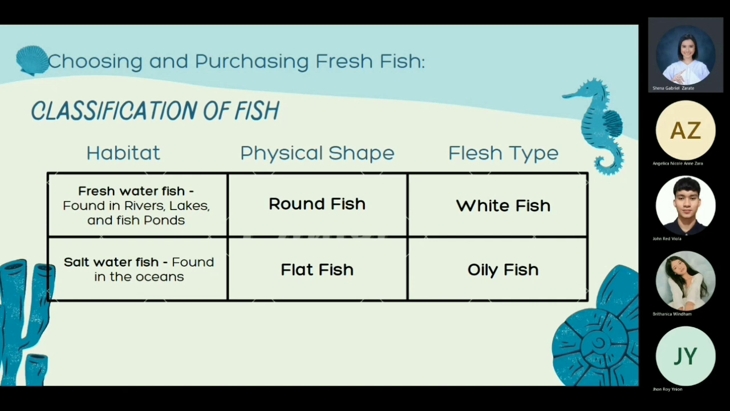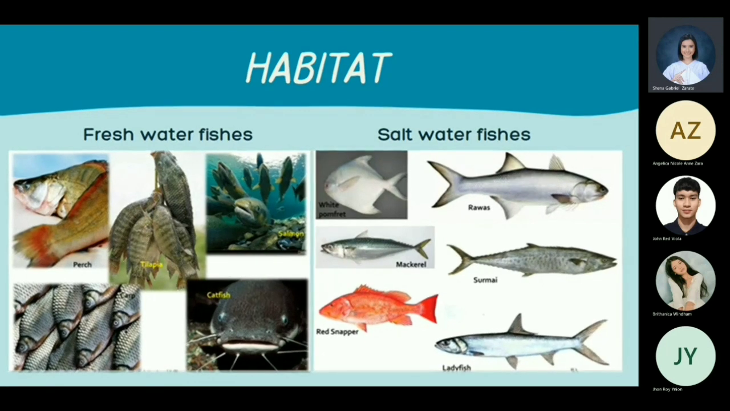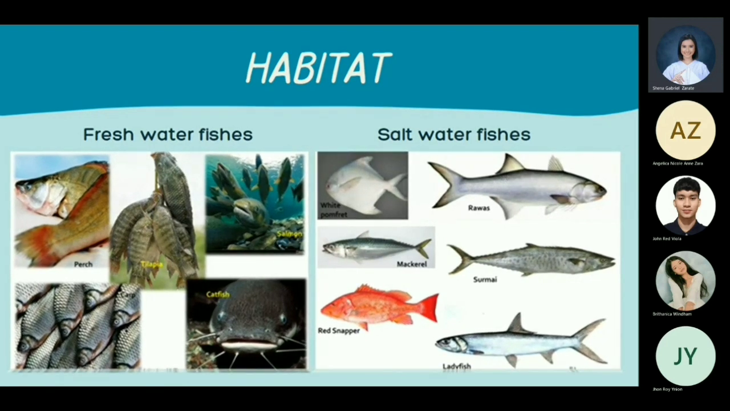Habitat: freshwater fish found in rivers, lakes, and fish ponds, and saltwater fish found in the oceans. Physical shape: round fish and flat fish. And lastly, flesh type: white fish and oily fish. Habitat refers to where the fish lives. It is divided into two categories, freshwater and saltwater. Freshwater fishes are found in rivers, lakes, and fish ponds, and this is water that has no salt.